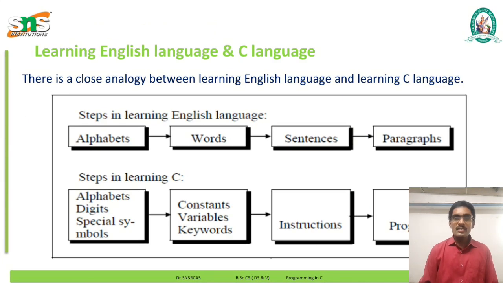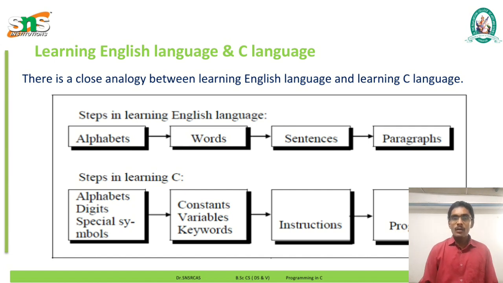And the comparison between English language and the C language: there is a close analogy between learning English versus learning C language. From the diagram itself, you can understand that learning English starts from alphabets, like A, B, C, D, etc. From alphabets, you can learn words. Once you have learned words, from words you can learn sentences, and from sentences you can learn paragraphs.